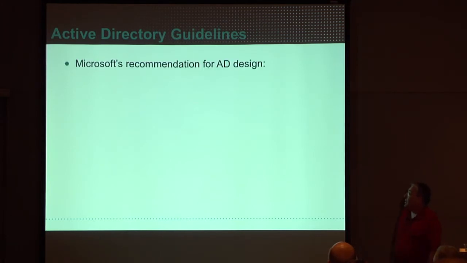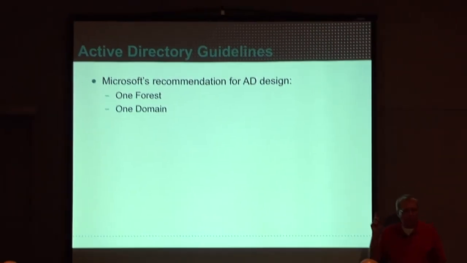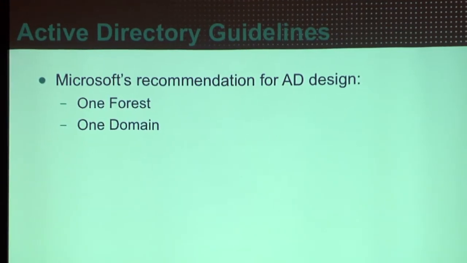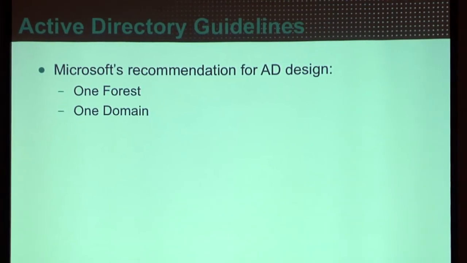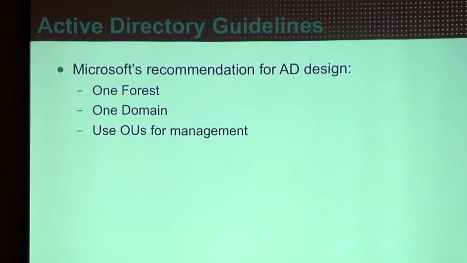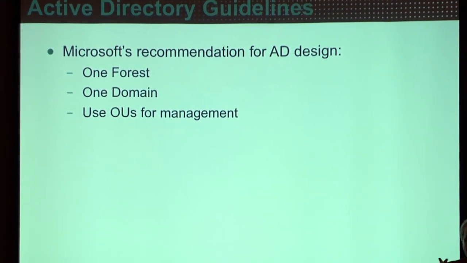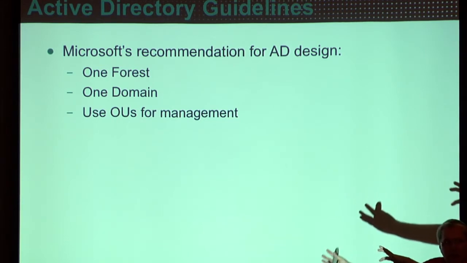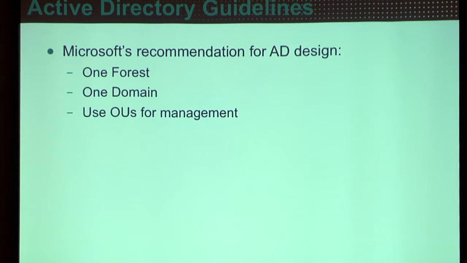So what are some guidelines? Microsoft recommends that we have one forest, that we have one domain, and you'll notice something missing. They don't talk about trees anymore. Trees add complexity. Microsoft no longer recommends trees. We're going to use OUs for management. Even when you're doing direct domain consolidation, forest consolidation, mergers and acquisitions, when you're migrating a forest from one to another, all those domains will become OUs in the target environment.